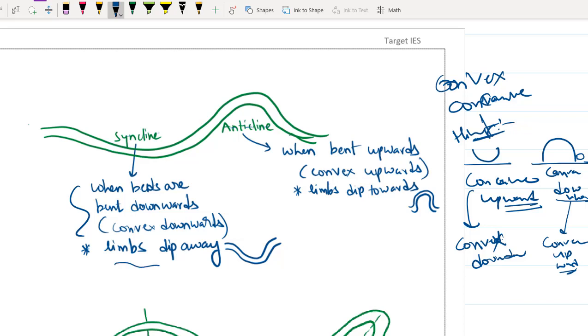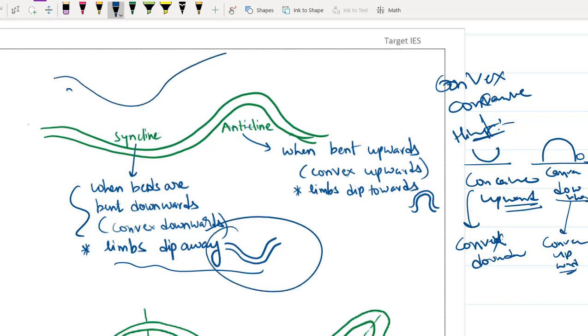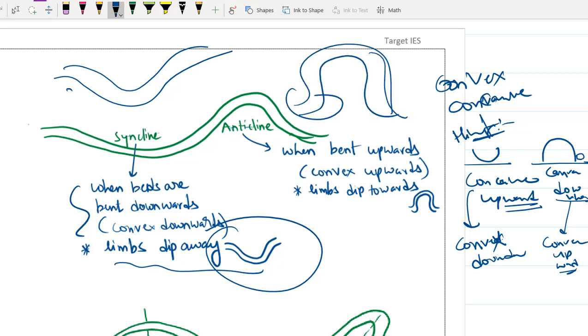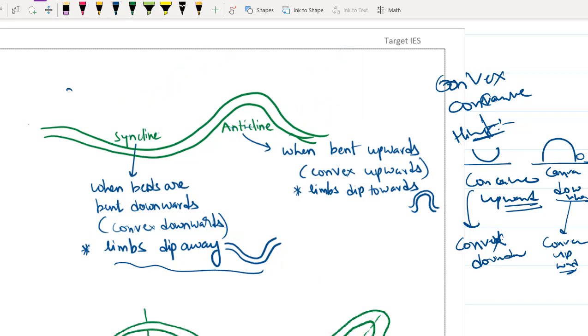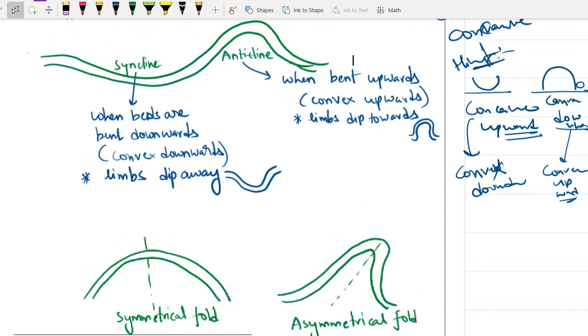Next is the limbs dip away in your syncline. You can clearly see, right, how it is something like this. ठीक है, so your limbs are dipping away, whereas in anticline your limbs will be coming close. ये जो limbs है ना, ये क्या कर रहा है, नजदीक आने की कोशिश कर रहे हैं. ठीक है, so that will be anticline. These are the two properties of syncline and anticline. I hope you will never forget it. Very important. Please do remember, convex downward क्या होता है, syncline होता है. convex upward क्या होता है, anticline होता है. ठीक है, and limbs dip away in syncline and limbs come towards in anticline.